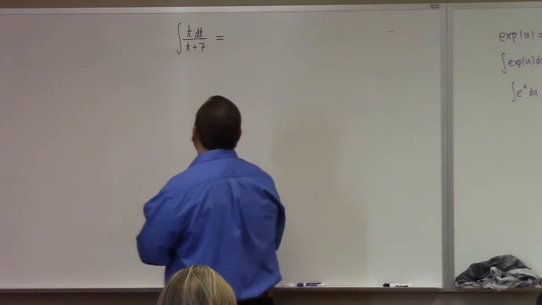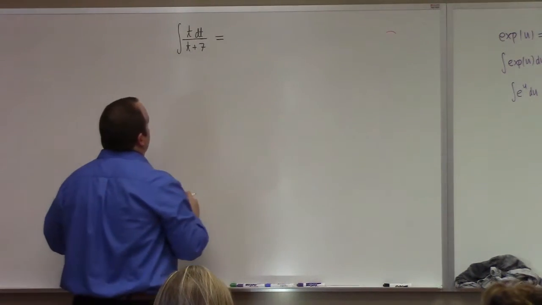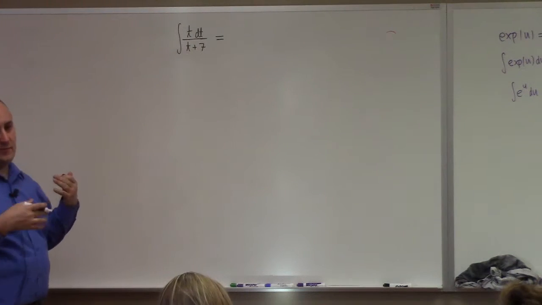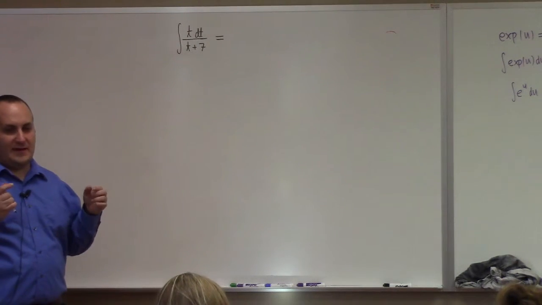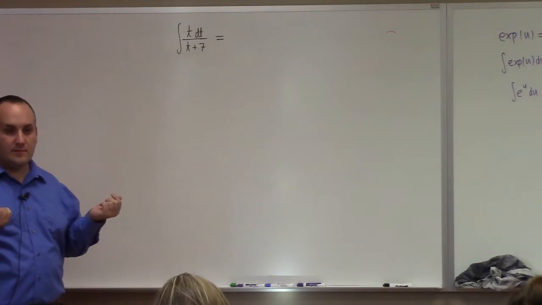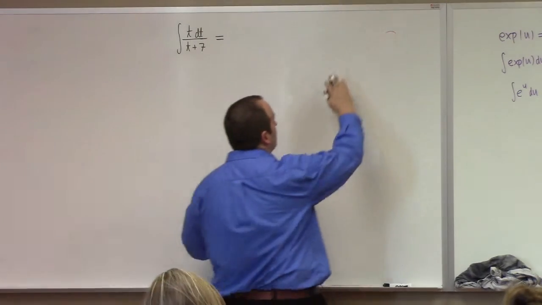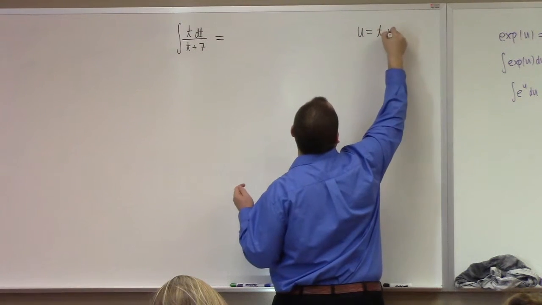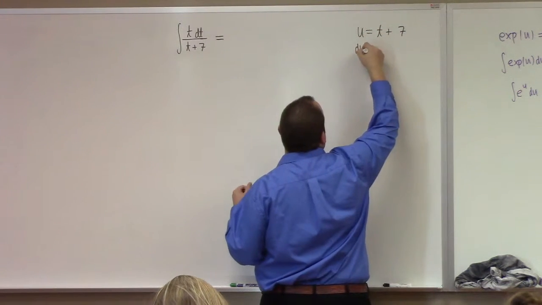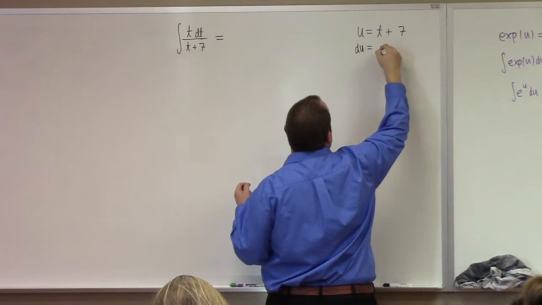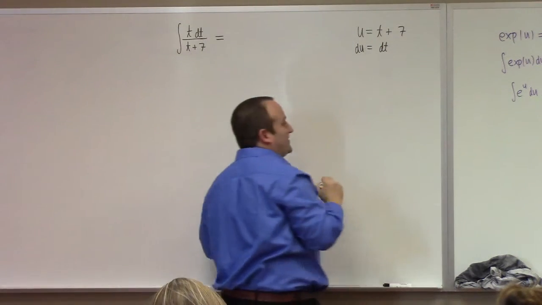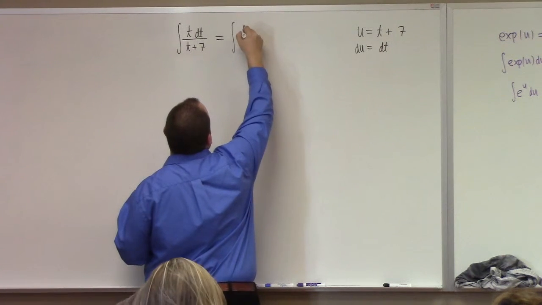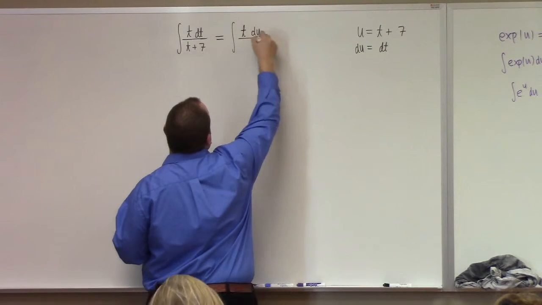So pretty much, if you have division by something, odds are pretty good that whatever you're dividing by, you should make the u. So we'll let u be equal to t plus 7. Then what's du? Yeah, that one's kind of easy. So we have the integral of t du over u.